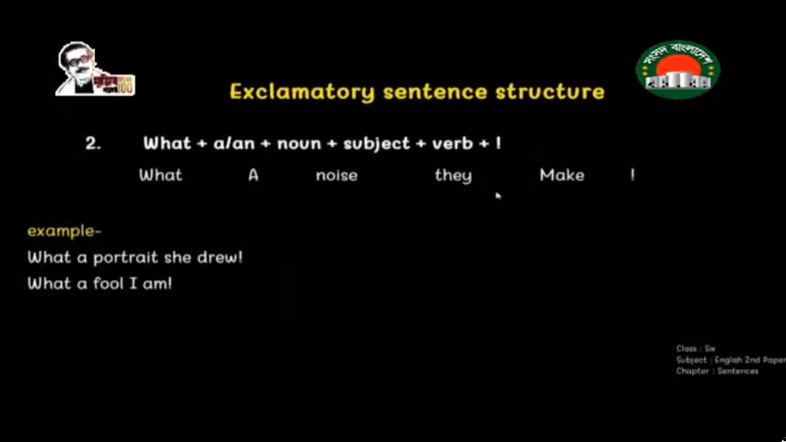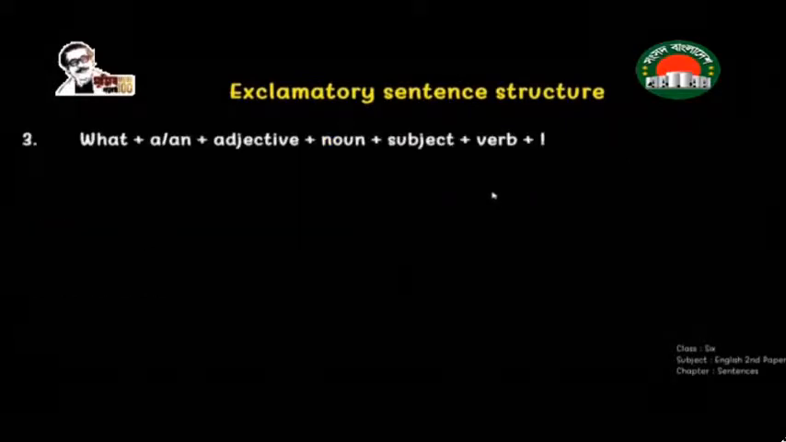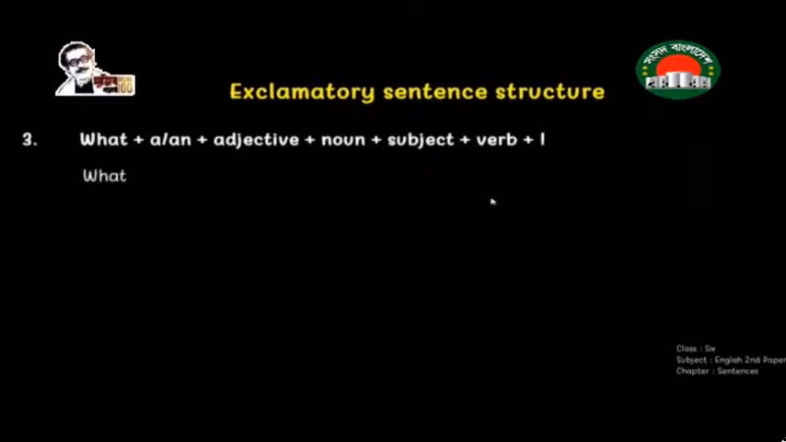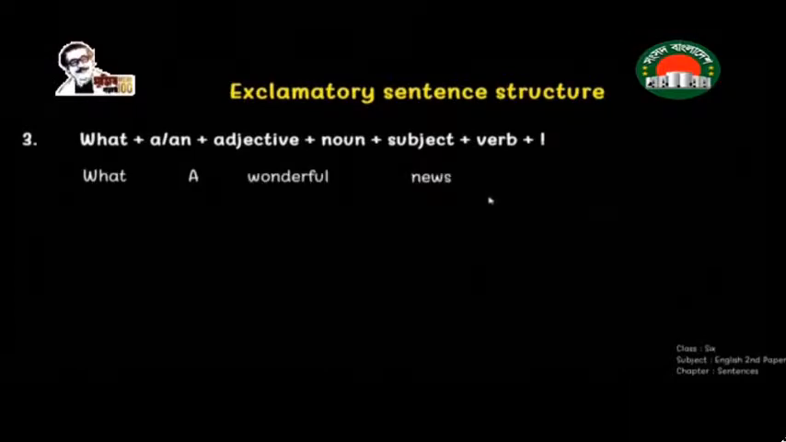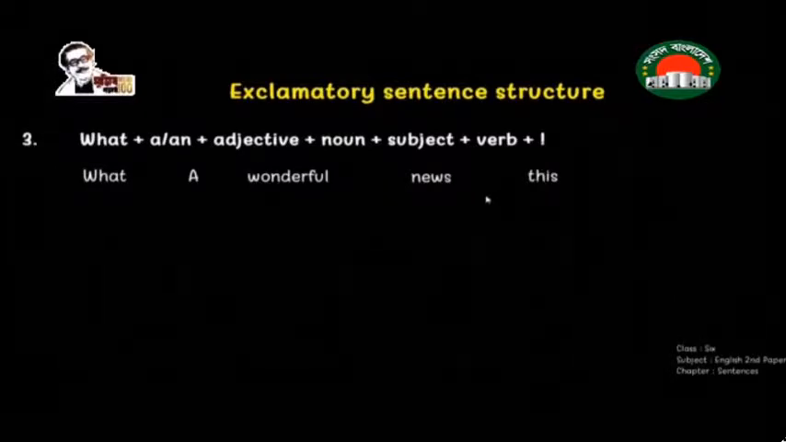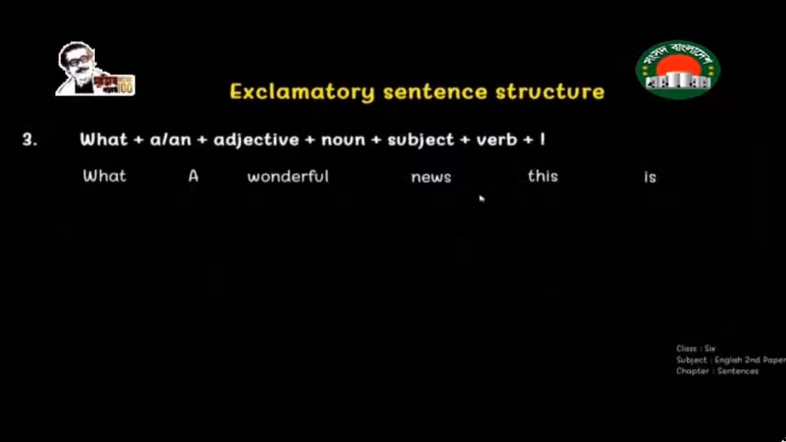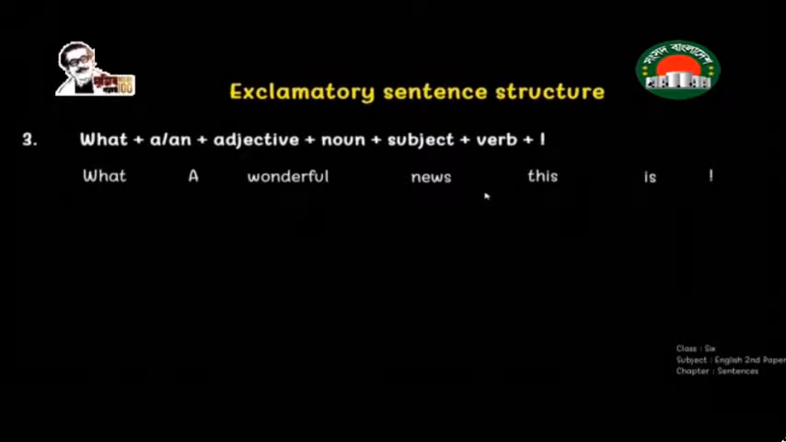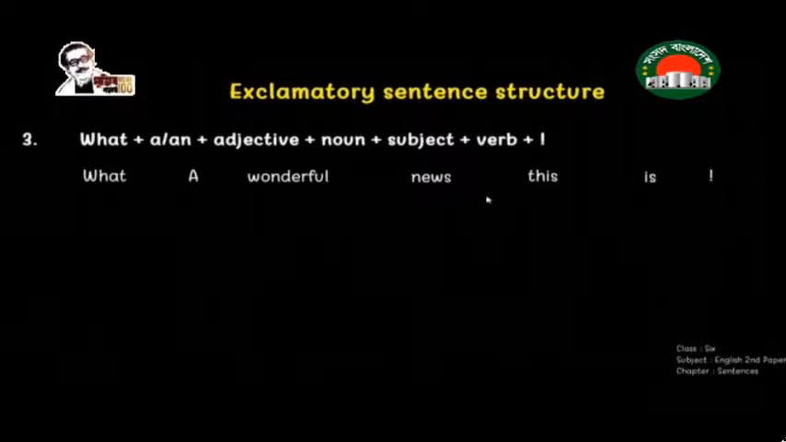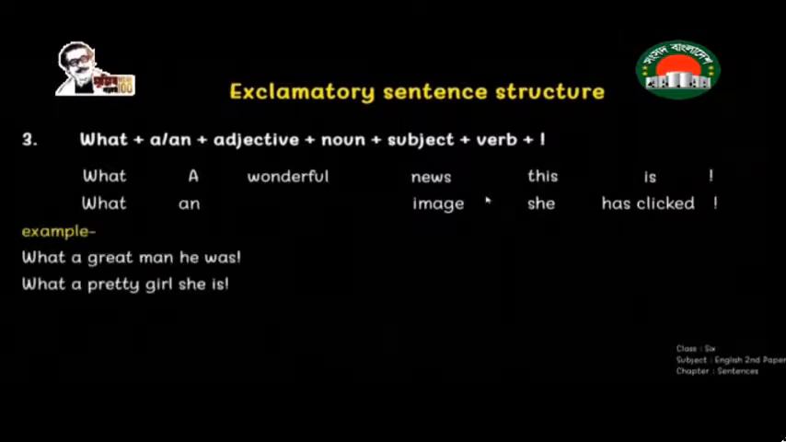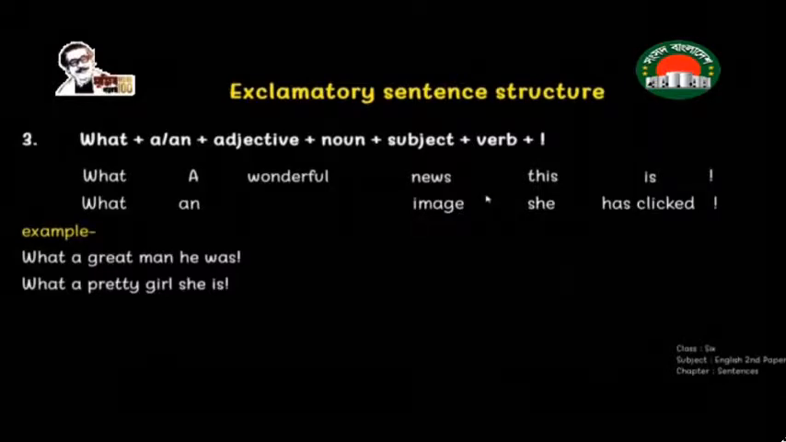So we can see the next structure. What, after that a or an, and then adjective, then noun, then subject, and then verb, and then exclamation mark. So here goes what, then a, then we need an adjective. As adjective we take wonderful, then news as a noun, then subject, this, and then verb is, and lastly exclamation mark. So what's the sentence? What a wonderful news this is! So let's see more examples like it. What an image she has clicked! What a great man he was! What a pretty girl she is!